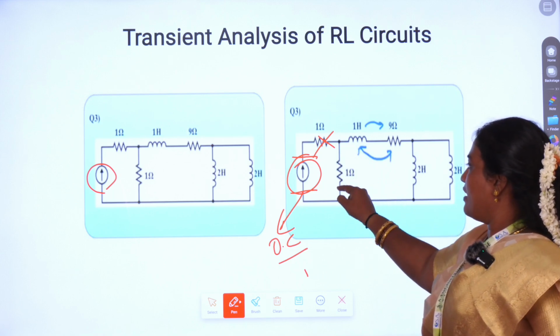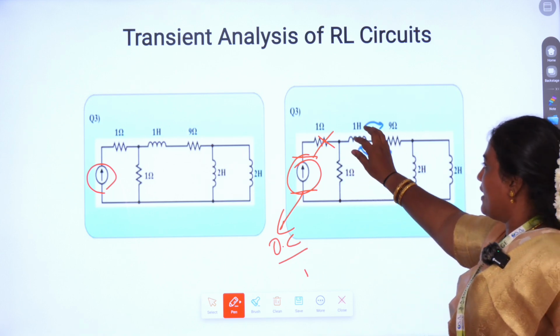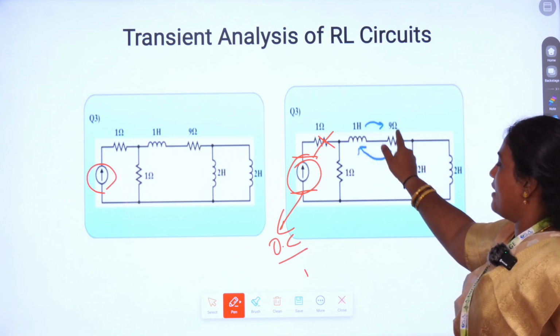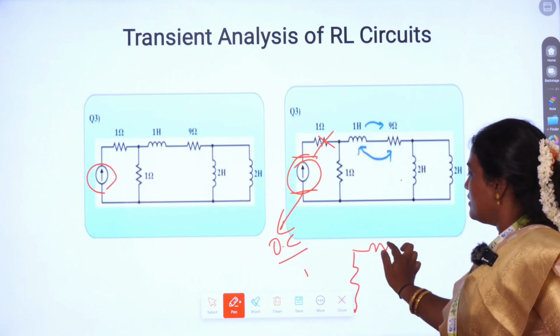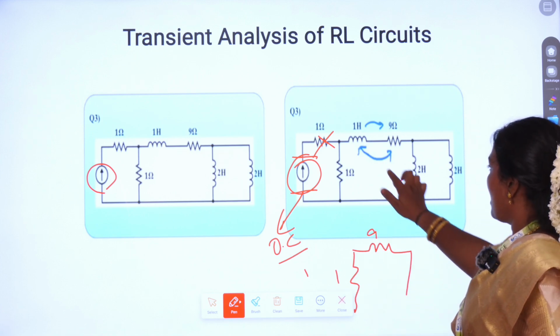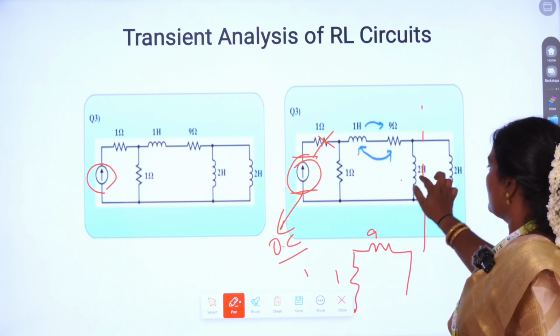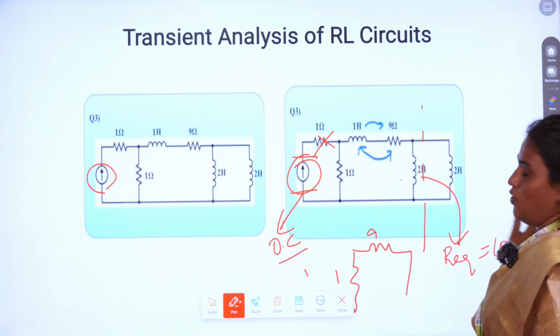So again you have a 1 ohm resistor along with 1 Henry along with 9 Henry. So I can move this to this side and this to this side. What happens is, 1 is in series with 9. So I have 1 and 9. The R equivalent that I calculate across here will be equal to 10 ohms.